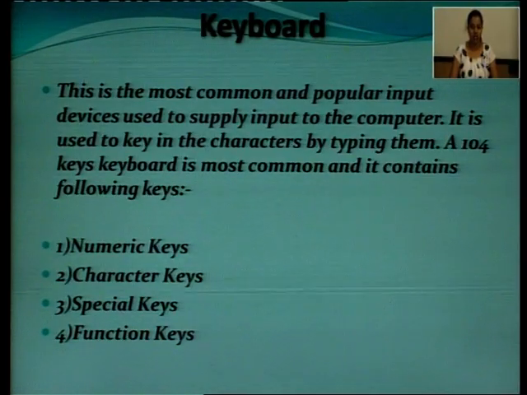Then comes the special key. Special keys are like the special symbols like hyphen, underscore, caps, tab, shift, control, backspace, delete, home, page up, page down, etc. These all are the arrow keys, up, down, left, right. So, these are the special purpose keys. Then comes the function keys. Function keys are the keys in which the desired function is already executed, like F1, F2, F3 up to F12.